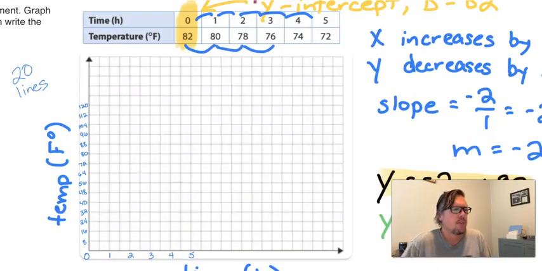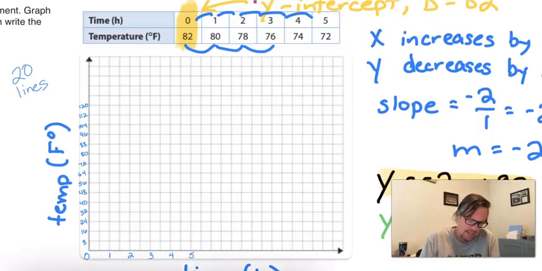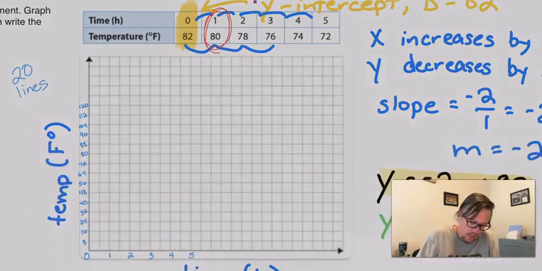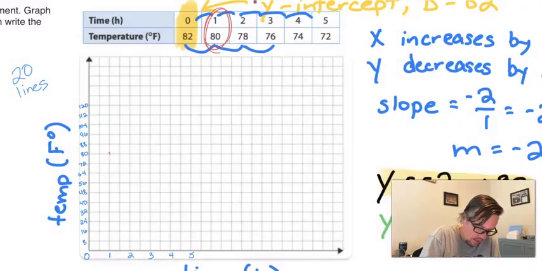120 is excessive. Okay, so my y-intercept is at (0, 82). I'm not going to put the point (0, 82) on there though, because I would have to estimate where 82 is, but I don't have to estimate where 80 is. I can actually do (0, 80) on my graph. There's the point right there, (0, 80).